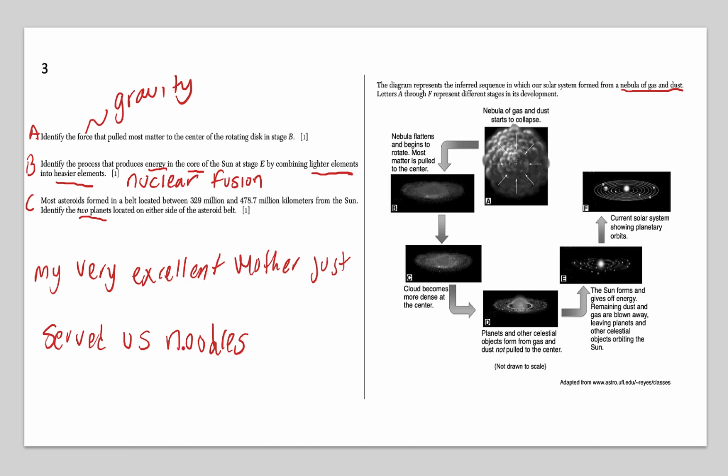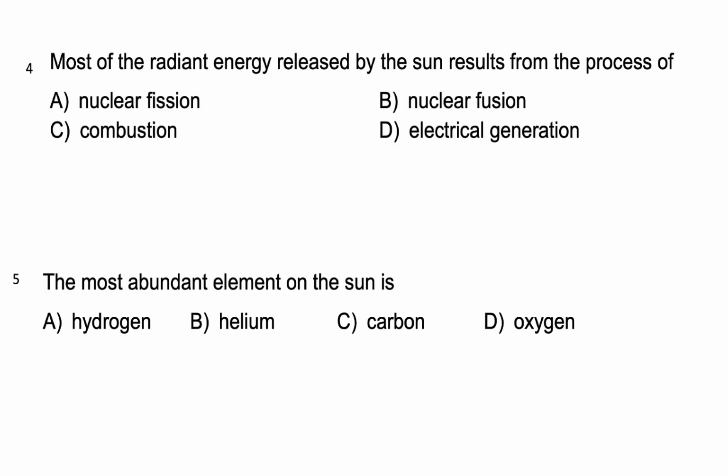Now you also have to remember that the asteroid belt, and I'm going to draw a belt, I can't draw, so let's just think of this as a belt. The asteroid belt lies between Mars and Jupiter. So your answer for this would be Mars and Jupiter. That's your answer. Let's look at some more multiple choice.